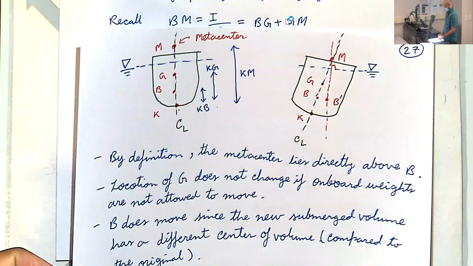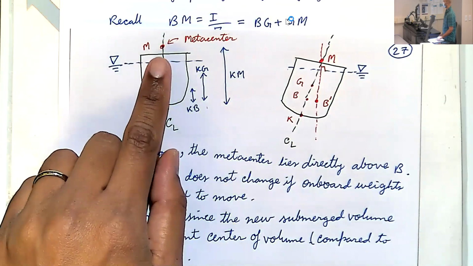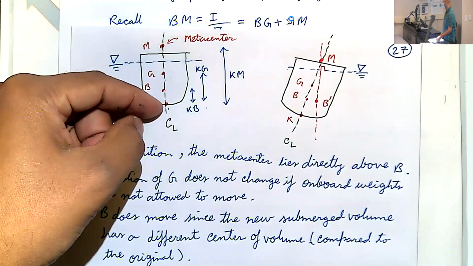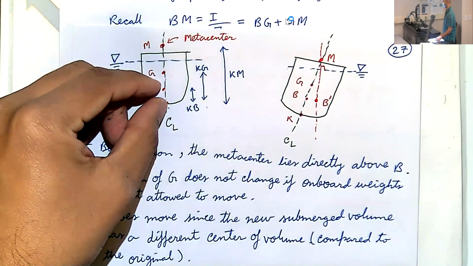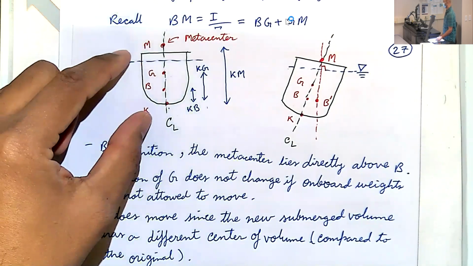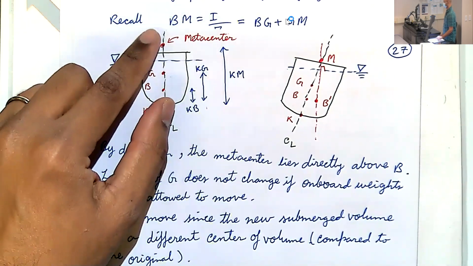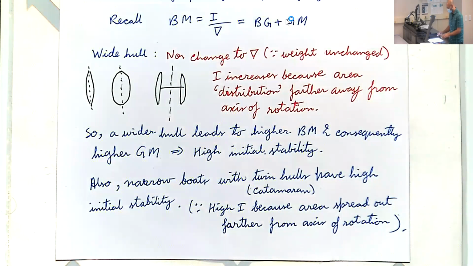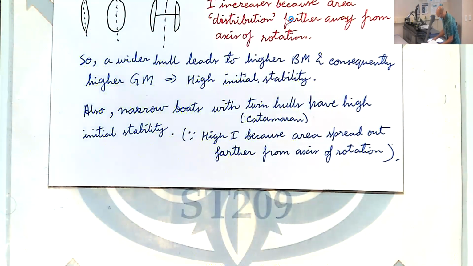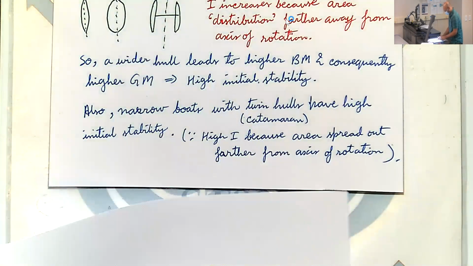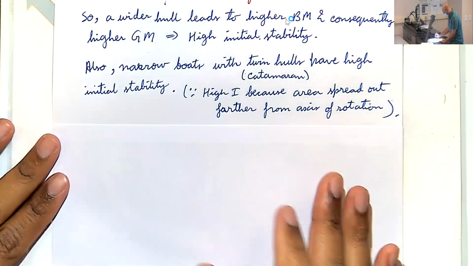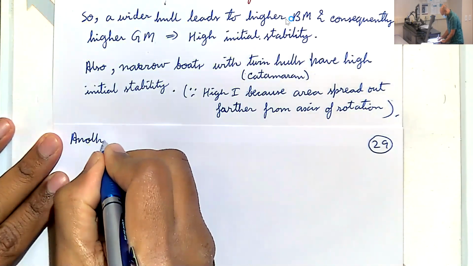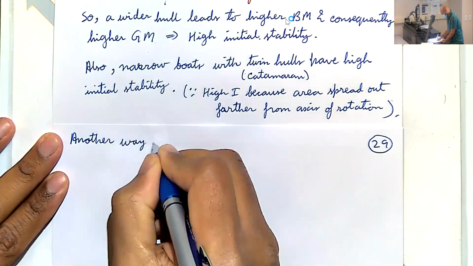Oh, by the way, you know, when you've seen cranes on cargo ships, when they lift up the heavy containers from the hold, you have to be very careful about not letting GM go negative. And we'll see how all of that happens. With the suspended weight, your GM can go negative. All right, so another way to increase GM.